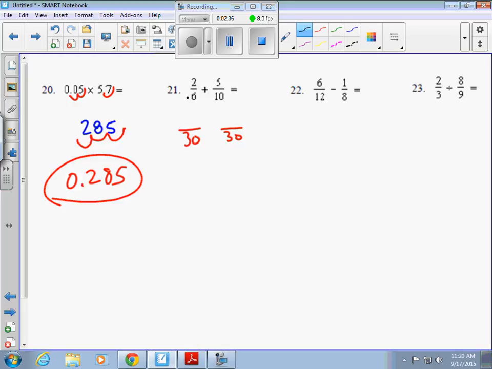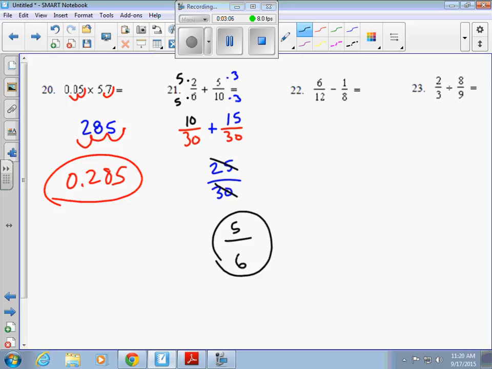This has to multiply by 5 to become 30, so 2 has to multiply by 5 to become 10. This has to multiply by 3 to become 30, so 5 has to multiply by 3 to become 15. Now we have common denominators, and the numerators are transformed as well. The bottom number is the same, 30, so leave it that way. 10 plus 15 is 25. The number 5 goes into both of these, into this one 5 times, into this one 6 times. 5/6.